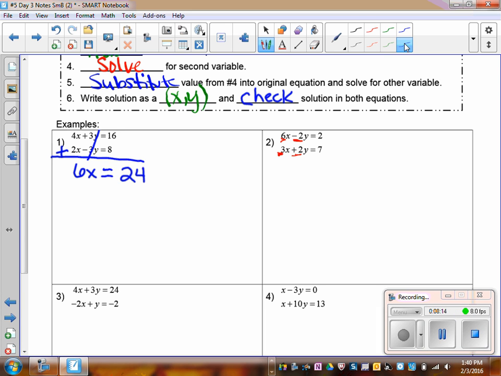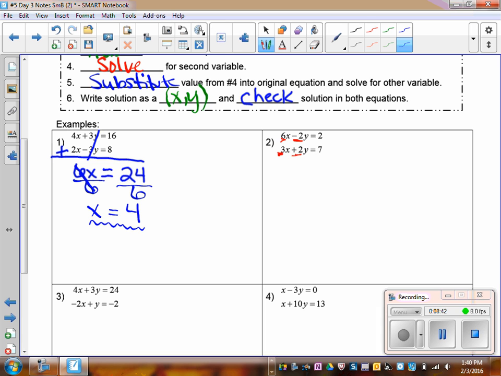Okay. Now I need to solve for x. Divide by 6. 6 divided by 6 is 1. 1x. But we can just write it as x. If it was 0, it'd go away. And 24 divided by 6 is 4. Very good. So now we have our x.